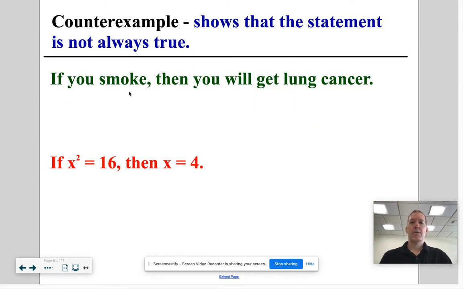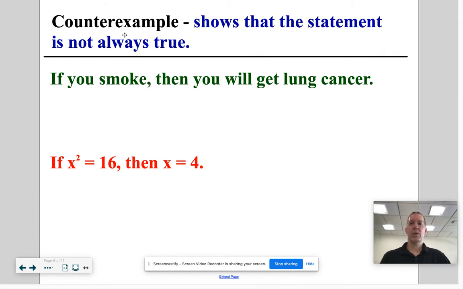So same thing here. If you smoke, then you'll get lung cancer. I don't want to take someone who doesn't smoke and then try to talk about whether they have lung cancer or not. That's not going to help me disprove this statement, right? I want to find somebody who smokes. I could use my brother Phil. So Phil, my brother Phil, who smokes, but he doesn't have lung cancer.